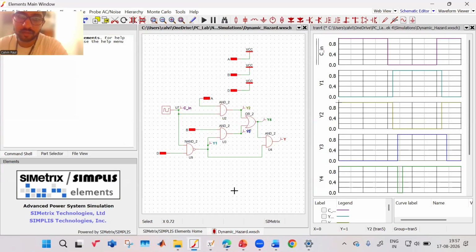Okay. So any other queries? Is this tool free? Yeah, this version of this tool is free. SIMetrix/SIMPLIS Elements, this is free. We can download it from Chrome. Yeah, you can download it from Chrome, but this software will only work on Windows PCs. Okay, that is a limitation.